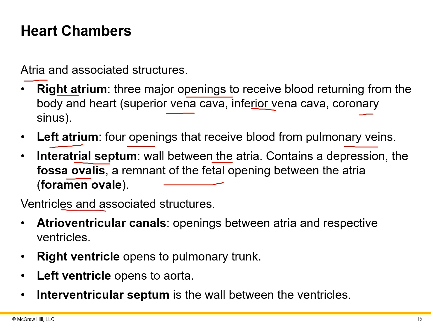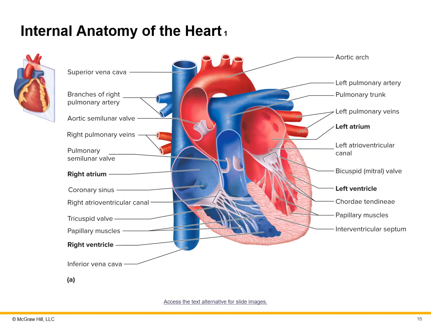Then the ventricles and those associated features: we have the atrioventricular canals. These are openings between the atria and their respective ventricles. We have the right ventricle that opens to the pulmonary trunk. That's going to take blood to the lungs to get oxygenated. The left ventricle opens to the aorta, and then the interventricular septum is the wall between those ventricles. Again, our picture here.